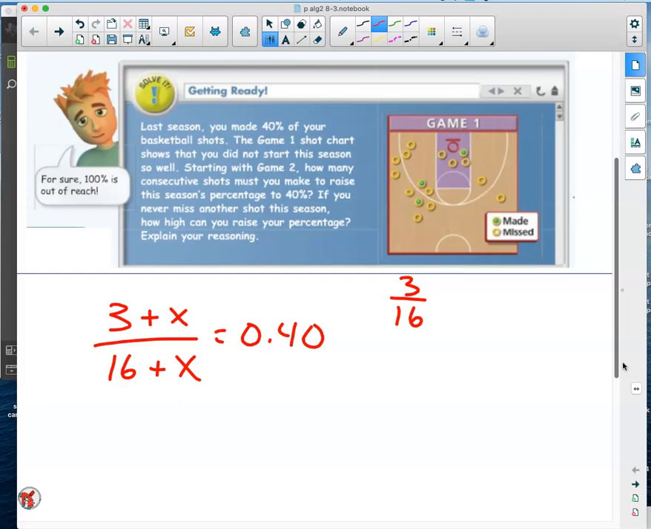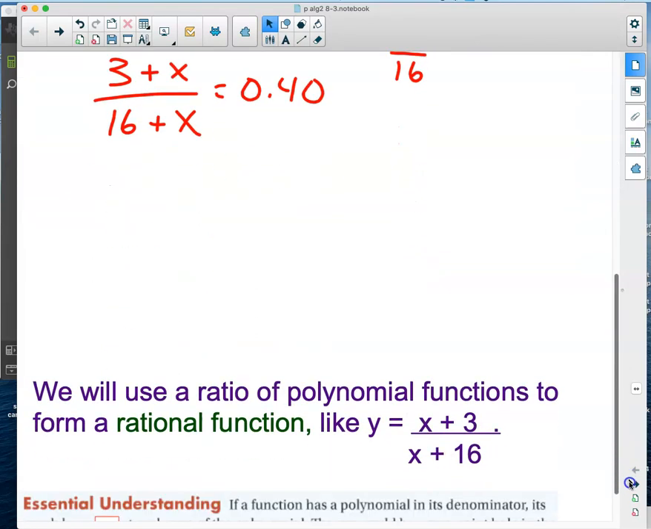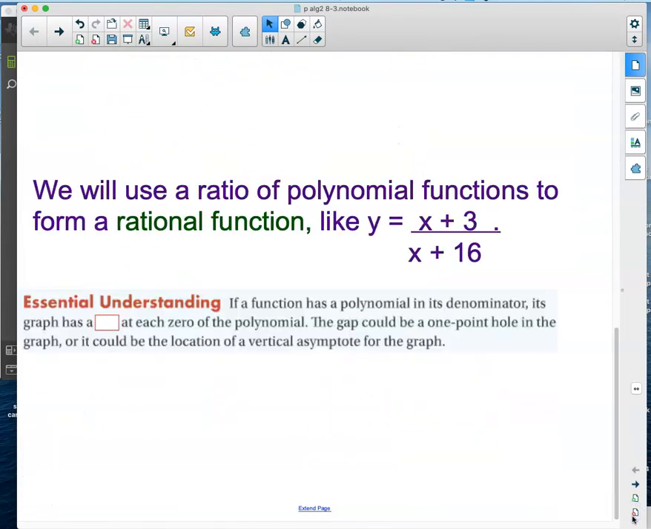Now, we could just use a calculator at this point and do y sub 1 and y sub 2 and see where they hit each other. But today, what I want to do is the stuff we could do by hand, things that we could figure out without having to grab a graphing calculator to get these in. And this is how we start. We will use a ratio of polynomial functions to form a rational function. So the reason I go through that problem is so that you can see this is division. There's division taking place here. Rational function, the root word of rational is ratio, and ratio means fraction. That's exactly what we have.